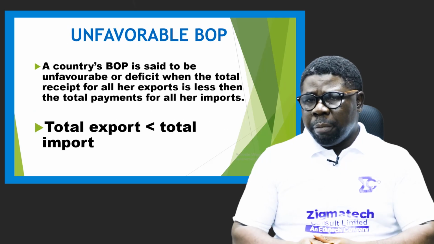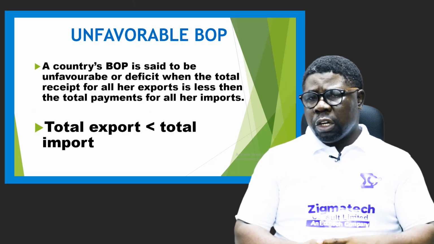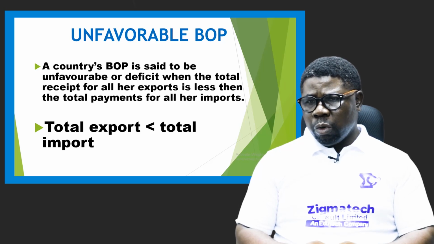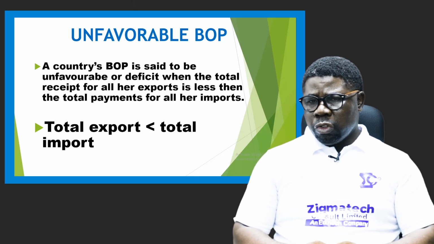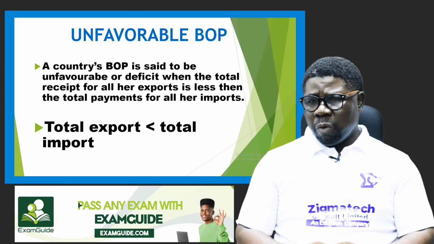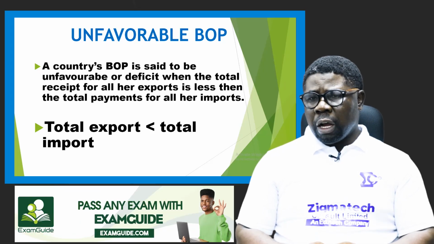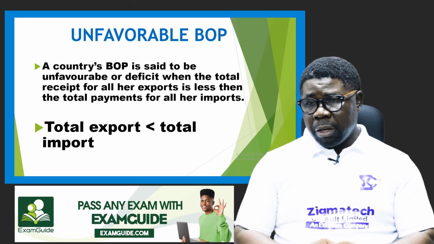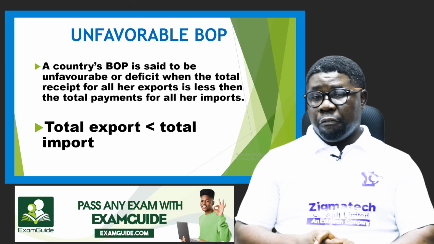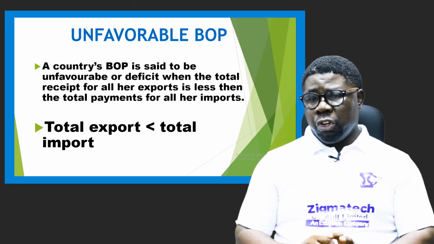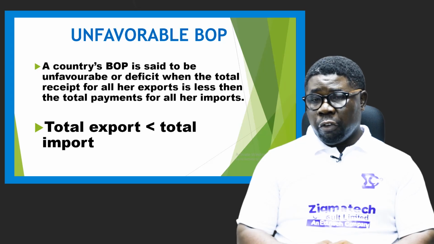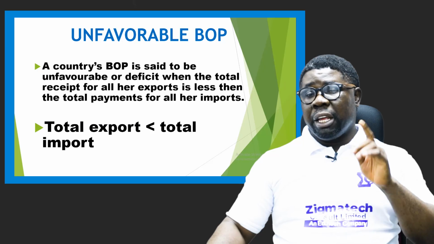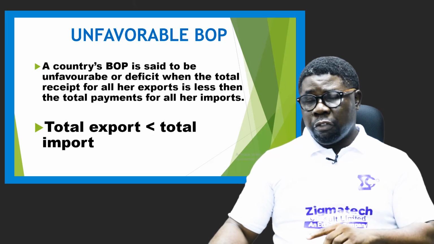Then unfavorable balance of payment also refers to what? A country's BOP, when it is deficit or unfavorable, is when your total receipt for exports is less than what? Your total payment for her imports. That means you have unfavorable balance of what? Payment. In this case, you're at a loss. That is, the value of all your exports in monetary terms is less than the value of all your imports in monetary terms. So you are at a disadvantage in this case, right? So you have what is called a deficit or an unfavorable balance of what?